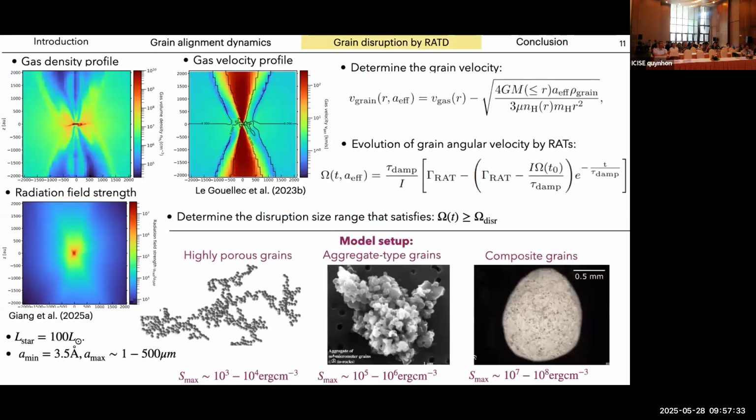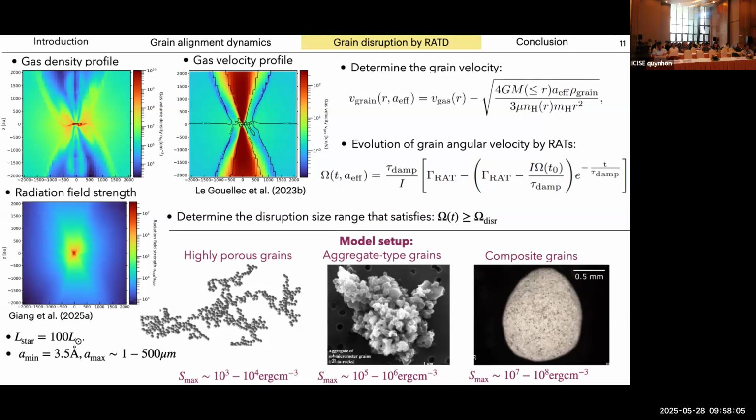Then for the second question. In order to do that, we adopt the same simulation as we studied in the previous study. From the gas density profiles and the gas velocity profiles, we calculate the grain velocities based on the balance between the drag force and the gravitational force. And we assume that grains will move constantly across the outflows with time. And secondly, from the radiation field strength that we got after performing the Monte Carlo radiative transfer with POLARIS, we can determine the RAT.